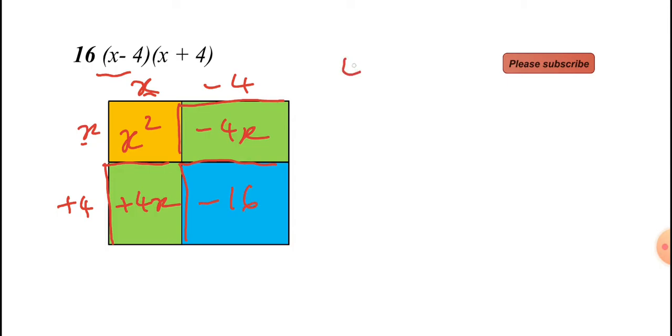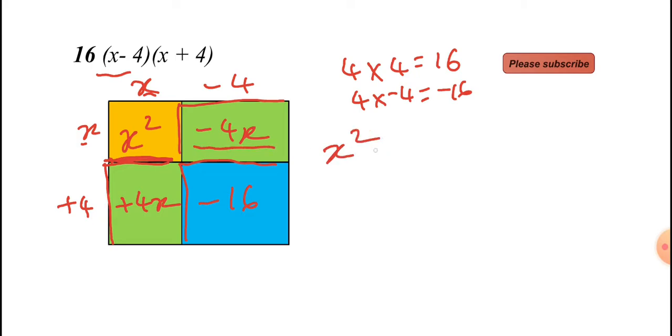If it was just 4 times 4, it would have been 16, but because it's 4 times minus 4, the answer is minus 16. So from this yellow section, I've got x squared, then from here I've got minus 4x, and then from here I've got plus 4x, and from here I've got minus 16.